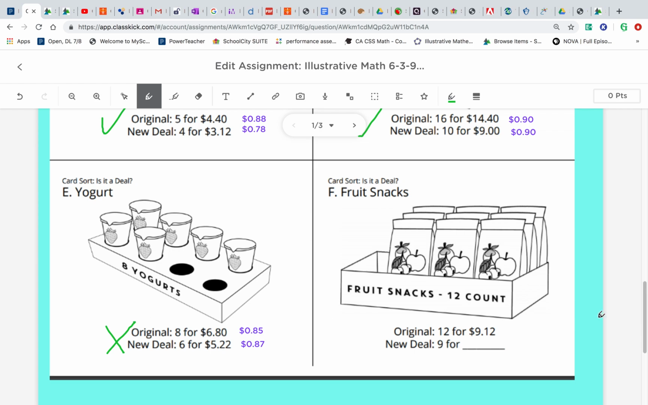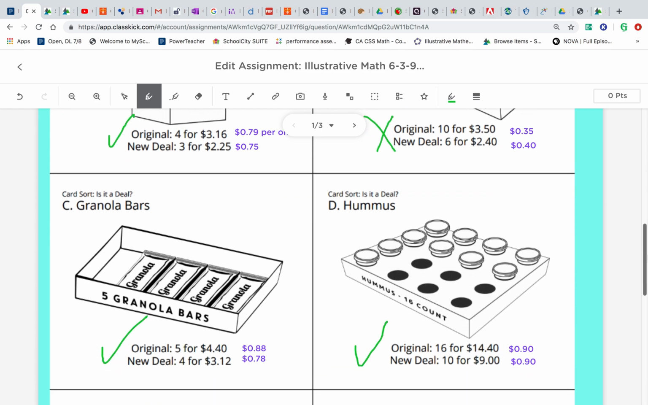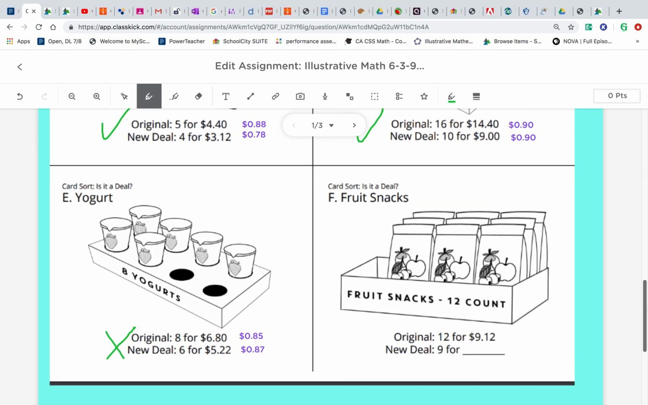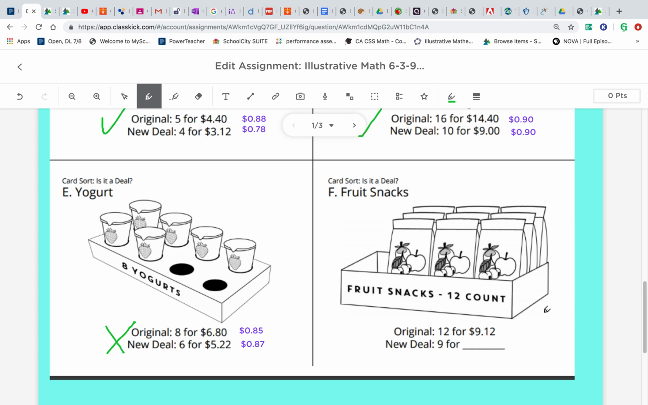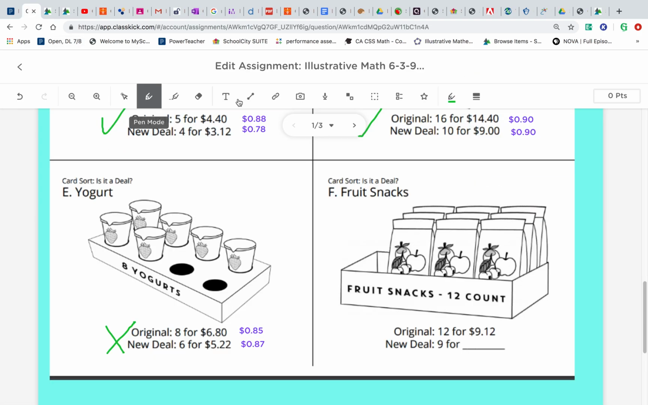Okay, so everybody had cards A through E, and you can see here A through E, the deals and the ones that were good deals and not good deals. There's also card F here, and since it's right here, I want to go ahead and go over it with you guys. The original, we had 12 for $9.12. Let's find the unit rate for that. So we can take 9.12 divided by 12, and it's 76 cents is the unit rate. So let's note that right here. 76 cents is the unit rate, not 86, 76.